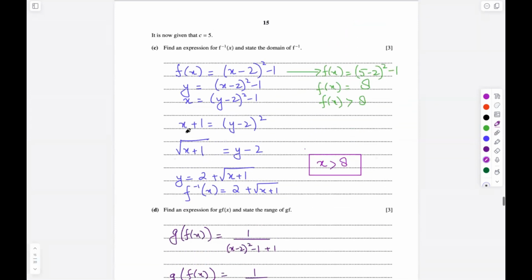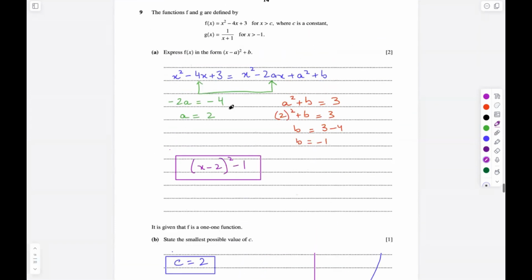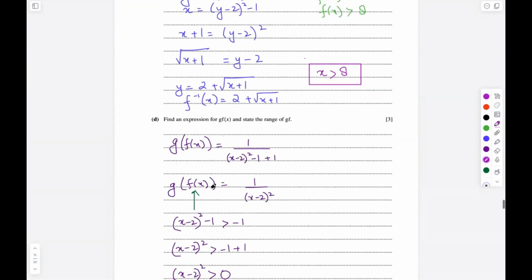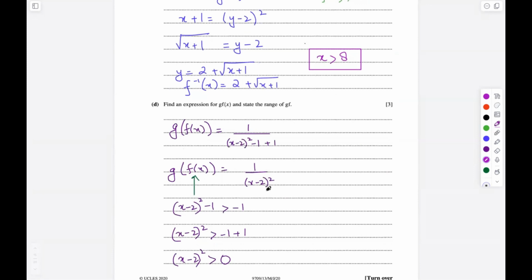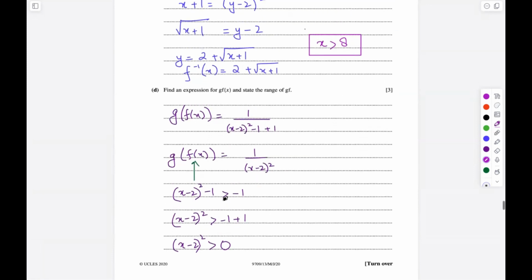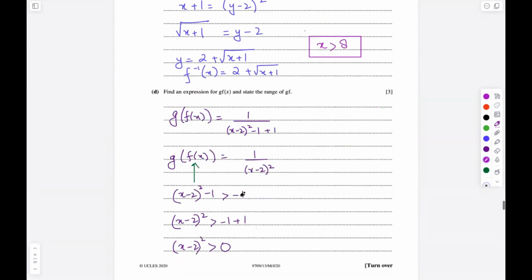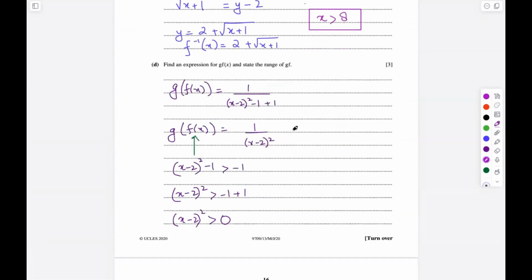Now f of x, we know that it had to be greater than c. And the function g of f was 1 upon x minus 2 whole squared. So taking values of x for g of x, which were greater than minus 1. So if I substitute x equals to minus 1 up here, this will be 1 upon minus 1 minus 2 whole squared. And this will be equals to 1 upon 3 whole squared, which is equals to 1 upon 9.